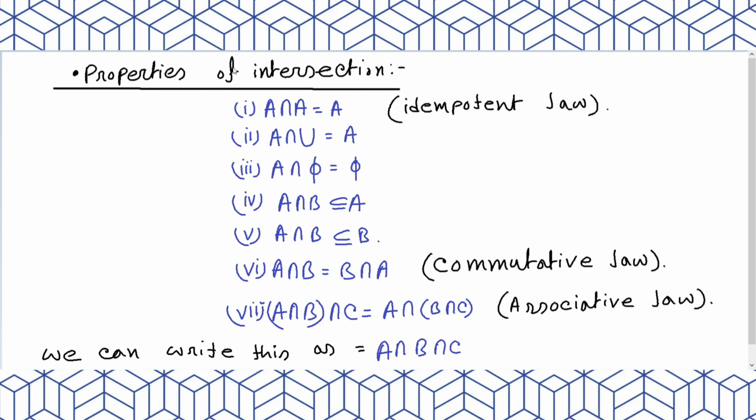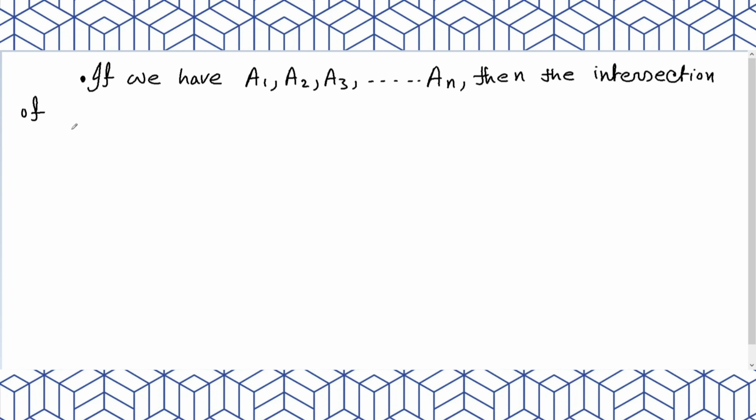The properties of intersection are also similar to union, except the second, third and fourth. The second one is that the intersection of any set and the universal set is the set itself. The third one is that the intersection of A and the null set is the null set also, as they have nothing in common. Fourth and fifth, A intersection B is a subset of A as well as B. If we have n different sets named A1, A2, etc., then the intersection of all these sets is written as follows.